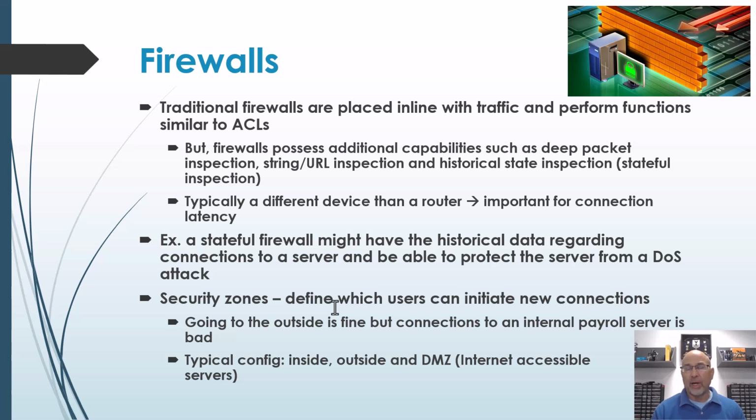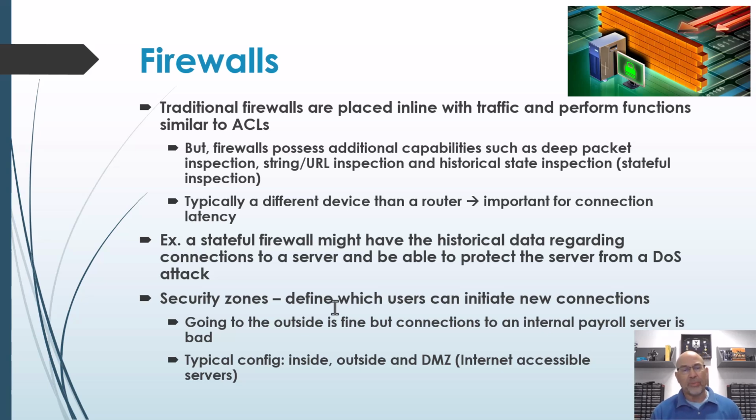But what we really want is routers to have high performance. We want them to forward packets, so we don't want them doing too much packet inspection. And so that's what the firewall's job is. It's usually a separate appliance, but also we have additional capabilities beyond what an ACL does. We know that ACLs look at headers and fields and things like that and do comparisons, but firewalls have additional capabilities such as deep packet inspection, string and URL inspection, historical state inspection, something we call stateful inspection. And so again, typically a different device.